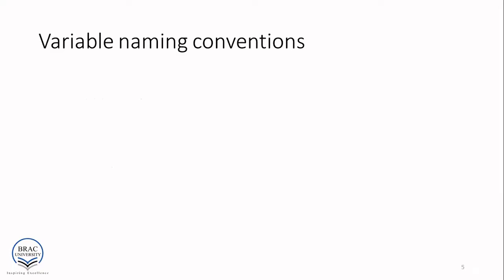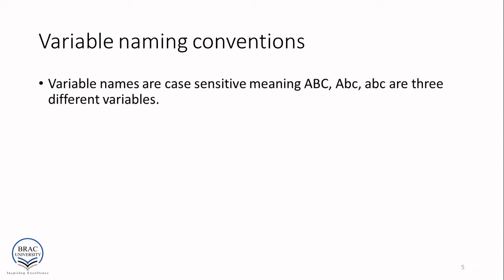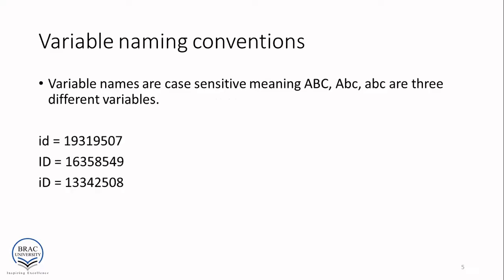The next variable naming convention is that variable names are case sensitive. This means that a variable named with capital letters ABC is different from a variable named with small letters abc. Now let's look at the example below. In this case, we have three variables all named ID. But if we look closely, the first variable name is with small letter i, small letter d. The second variable name has all capital letters, and the third variable name has small letter i and capital letter D. So in this case, these are three different variables, even though they are pronounced the same.